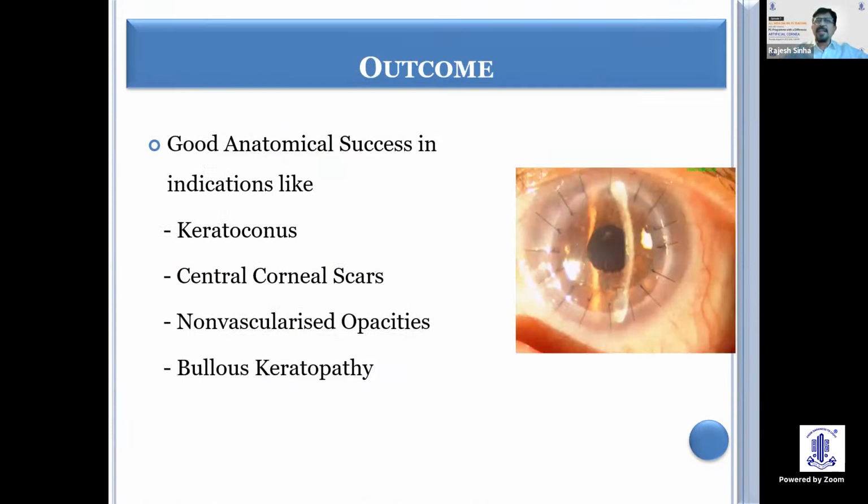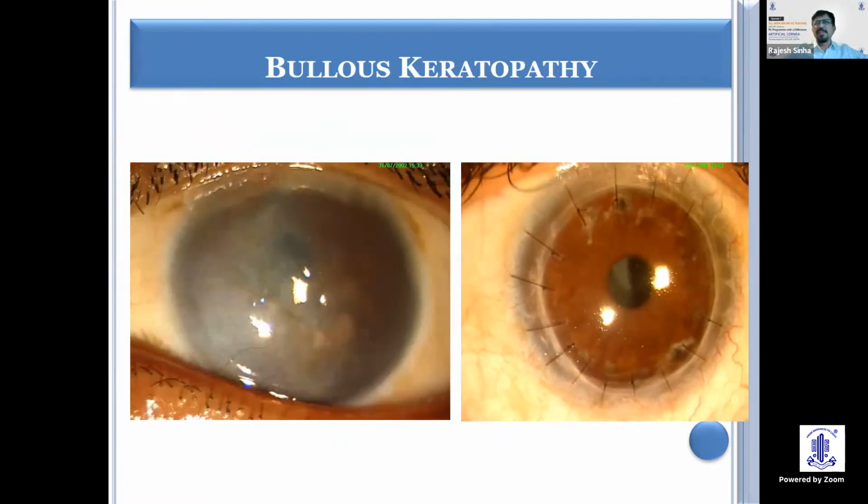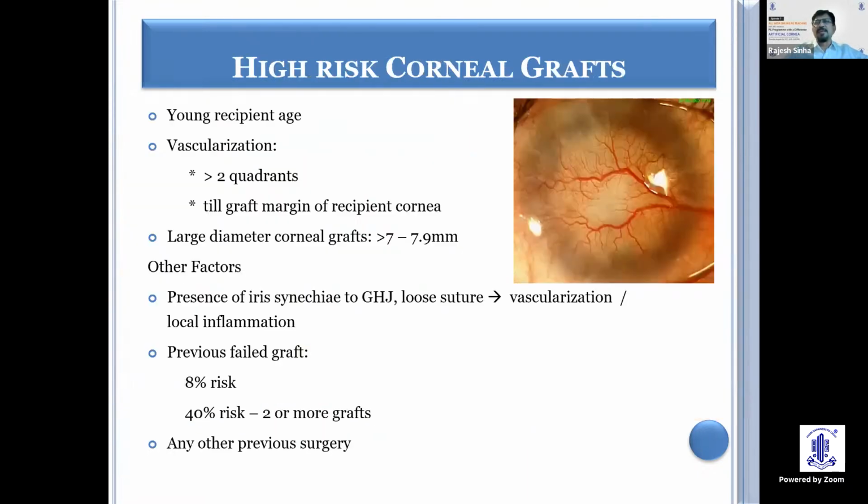In conditions like keratoconus, central corneal scars, non-vascularized opacities, bullous keratopathies, etc., it has a very good anatomical success. Say, for example, a case of bullous keratopathy, and this is how it has cleared up the visual axis.